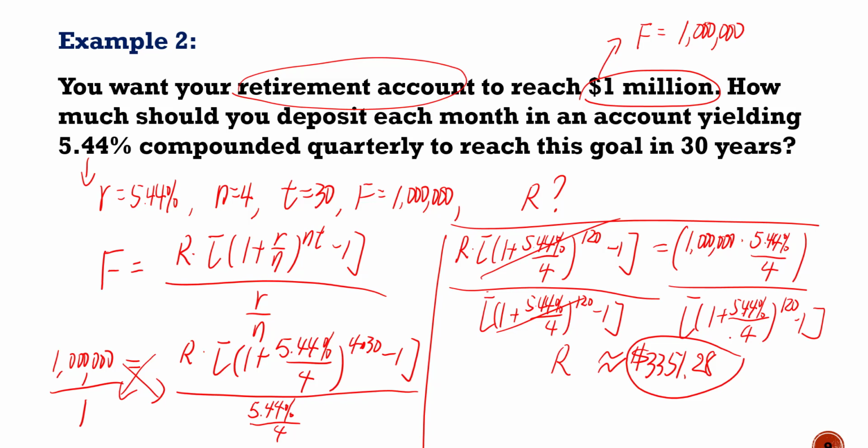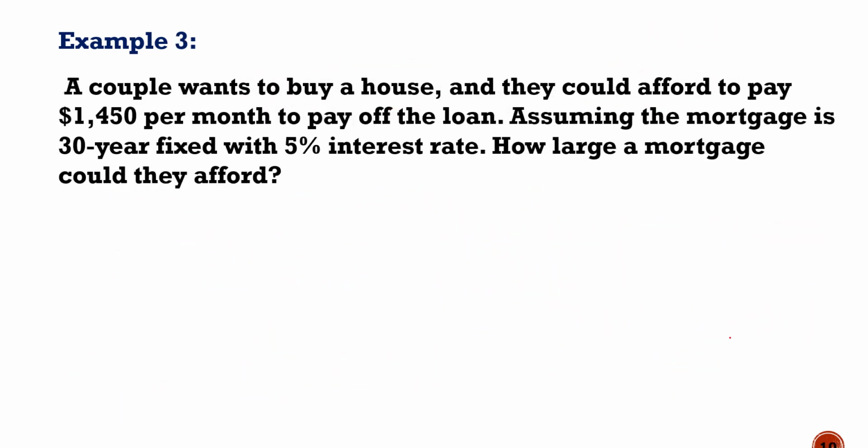Okay, so the next step, a couple wants to buy a house and they could afford to pay $1,450 per month to pay off the loan. Assuming the mortgage is a 30-year fixed mortgage with a 5% interest rate, how large a mortgage could they afford? So mortgage is what we call the present value, because the bank will issue a check once they approve the loan. So you get a check right away at the present time.